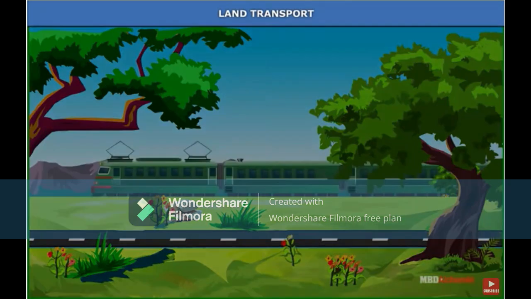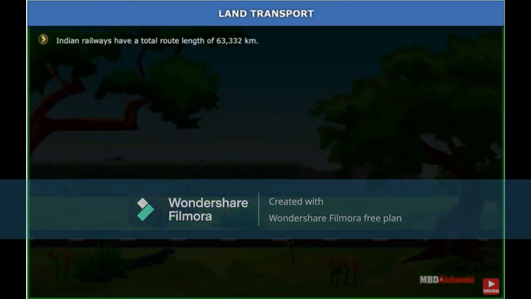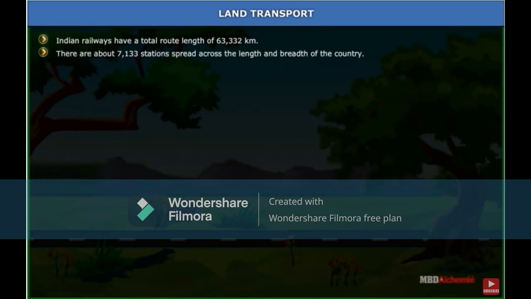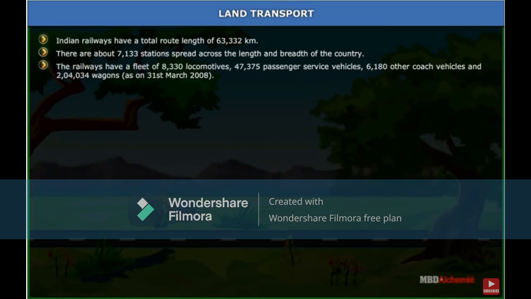Land transport. Indian Railways have a total route length of 63,332 kilometers. There are about 7,133 stations spread across the length and breadth of the country. The railways have a fleet of 8,330 locomotives, 47,375 passenger service vehicles, 6,180 other coach vehicles, and 204,034 wagons as on 31st March 2008.